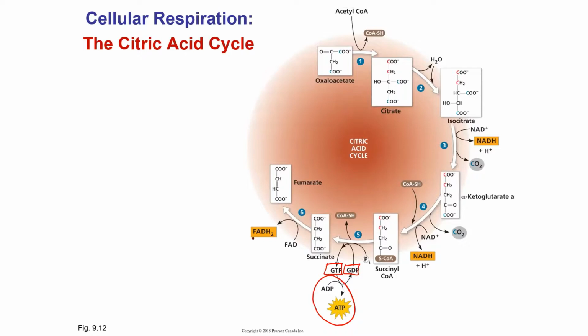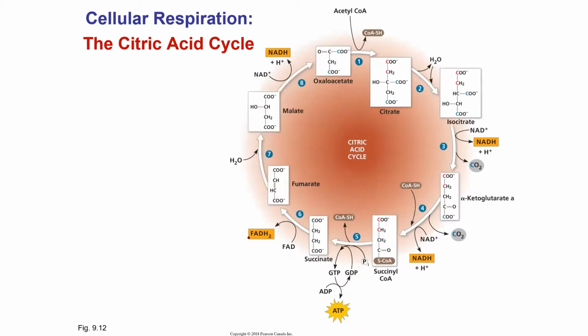We've got another step, another oxidation step. We're making some more electron carriers. So 8 more reactions. A lot going on here. Mostly it's oxidizing the molecule, stripping the electrons off and releasing the carbon. And as a bonus, we're making a little bit of ATP.